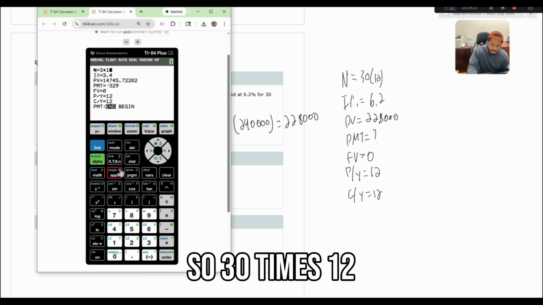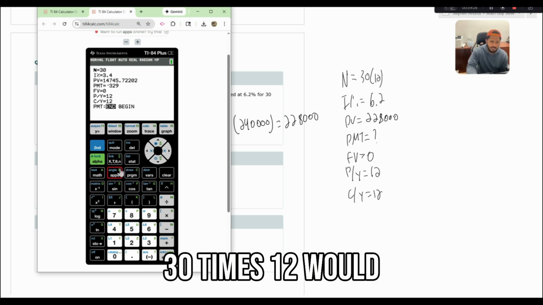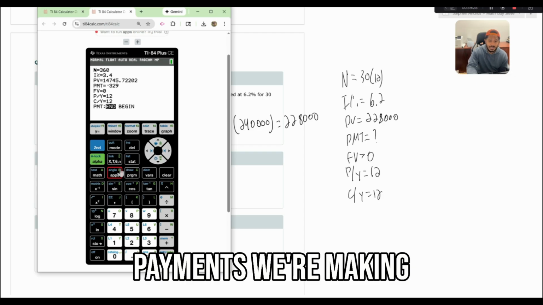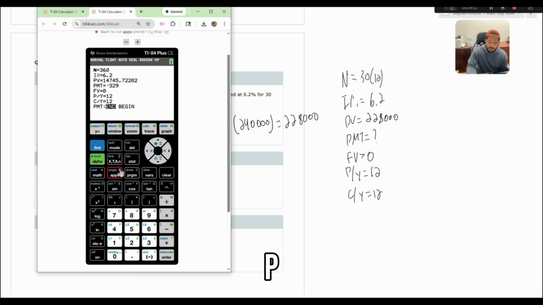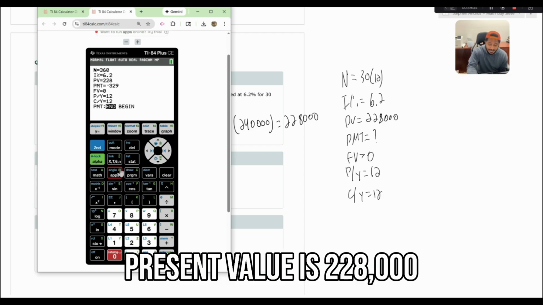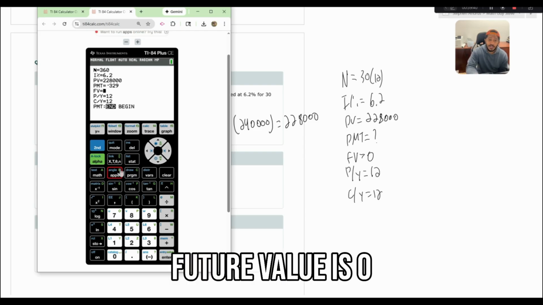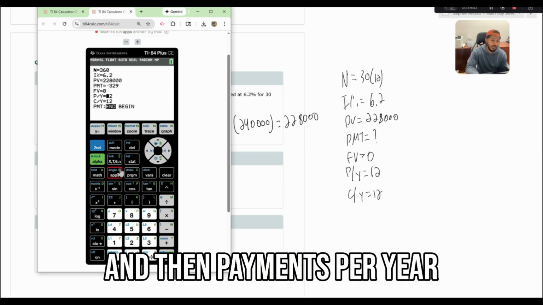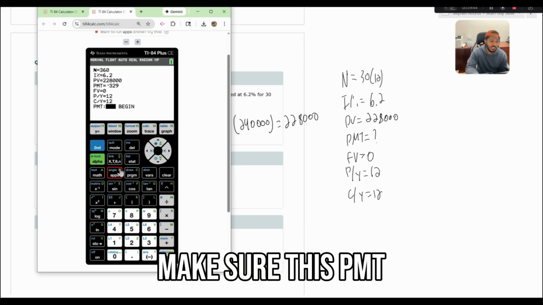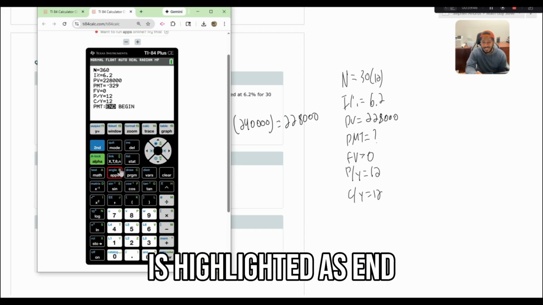Okay, so 30 times 12 would be the number of payments we're making. I percent, we said 6.2. Present value is 228,000. PMT is the one we're looking for, so just skip it. Future value is 0 because we owe nothing by the end of the loan, and then payments per year, compounds per year, both 12. Again, make sure this PMT down at the end is highlighted as end.